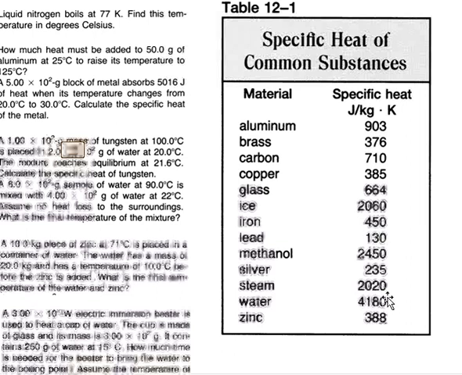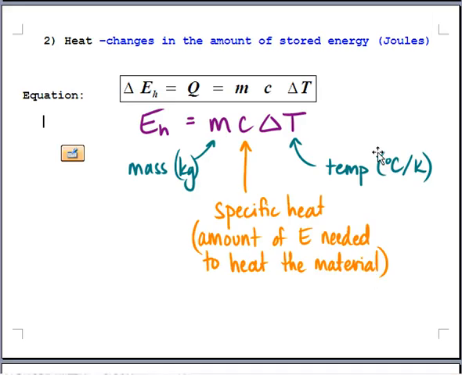4,180 joules to heat up 1 kilogram by 1 degree Celsius. So I'll put the units in there. You don't have to sweat these units too much, because you could always just go look them up in that table. But the units are joules per kilogram degree Celsius, or sometimes you'll see joules per kilogram times Kelvin. But that tells you how many joules it takes to heat up 1 kilogram by 1 degree Celsius.